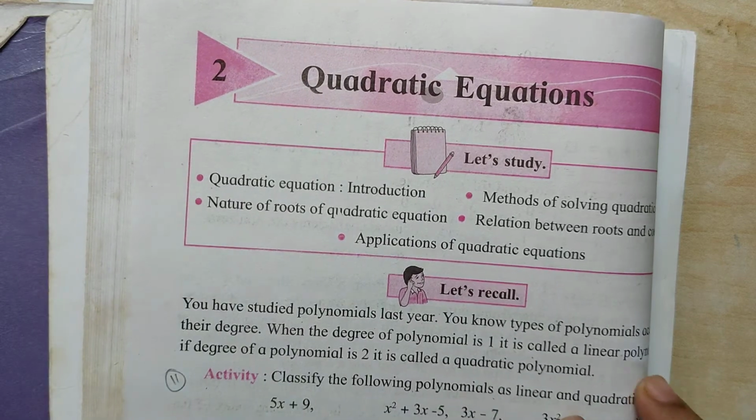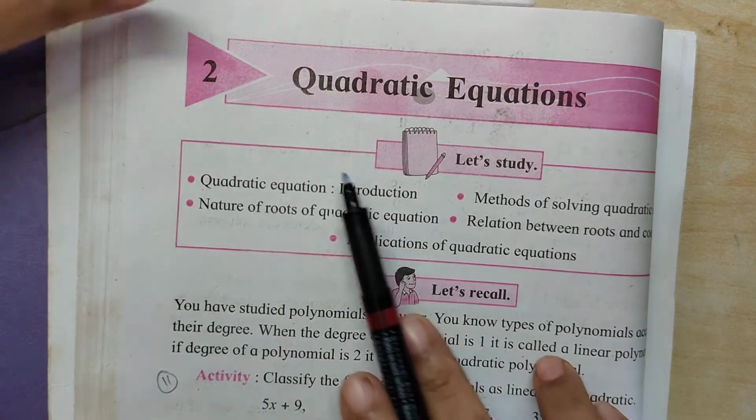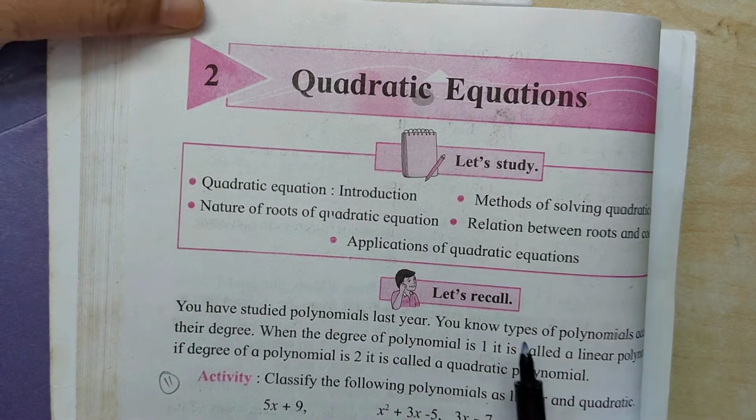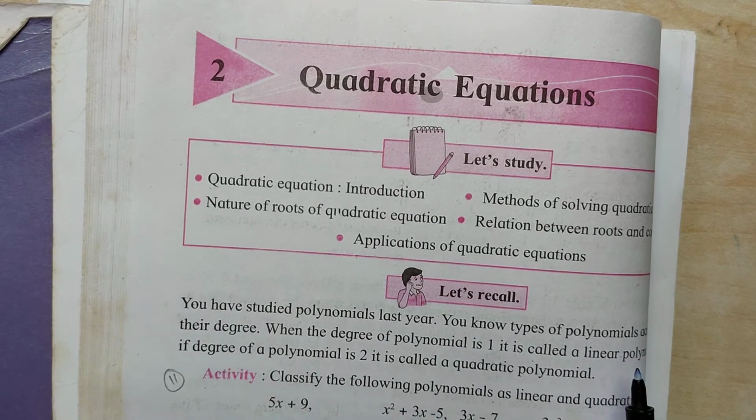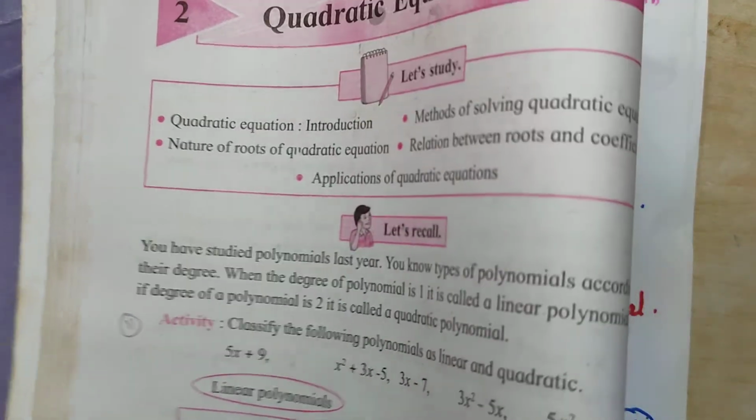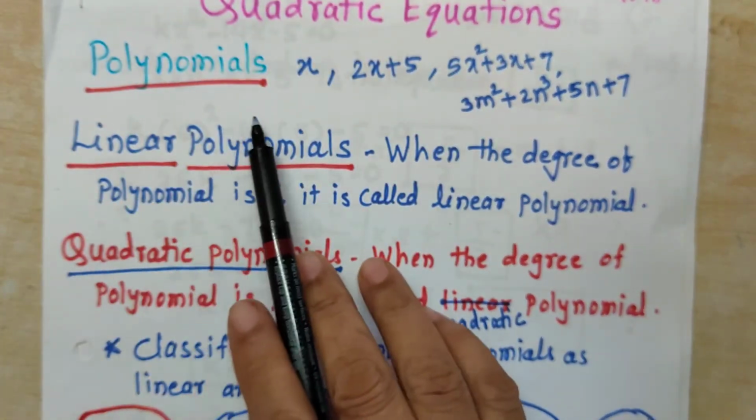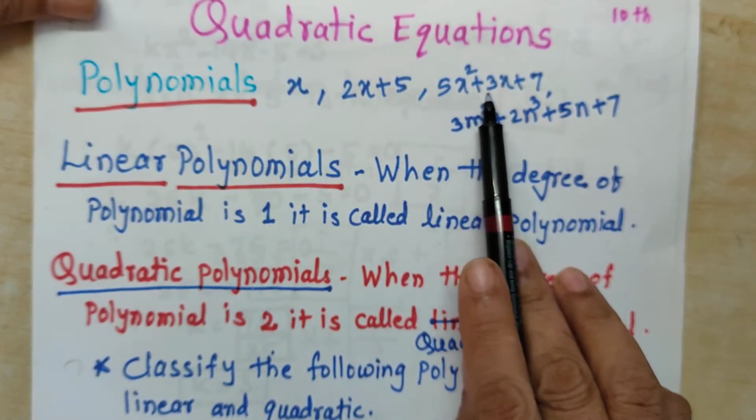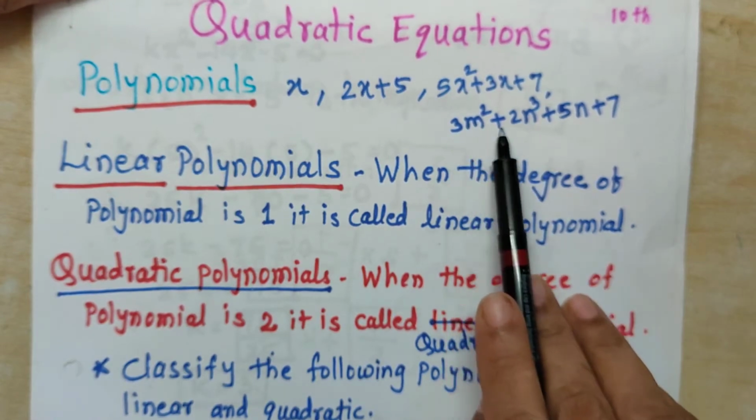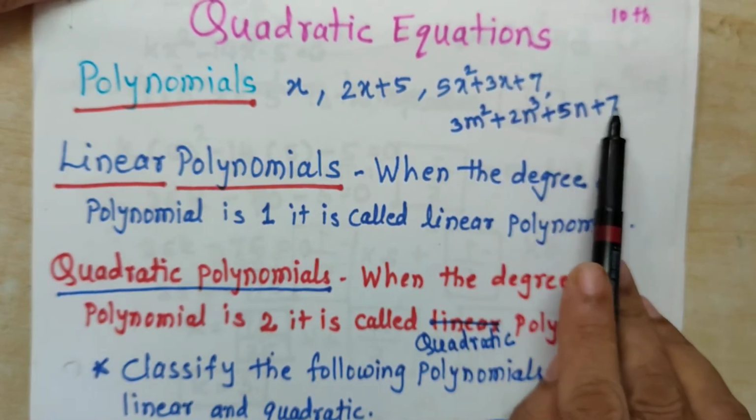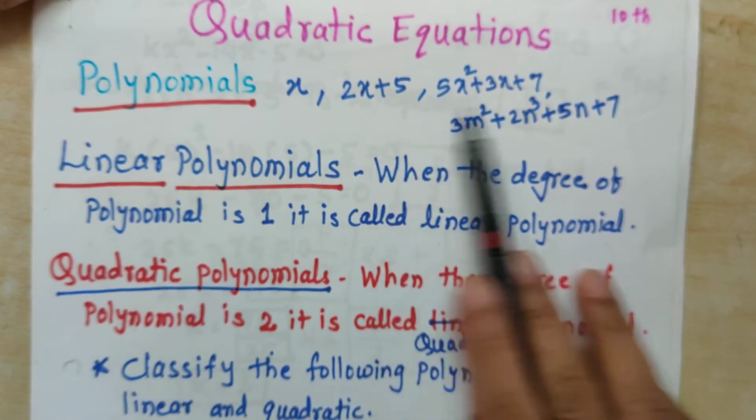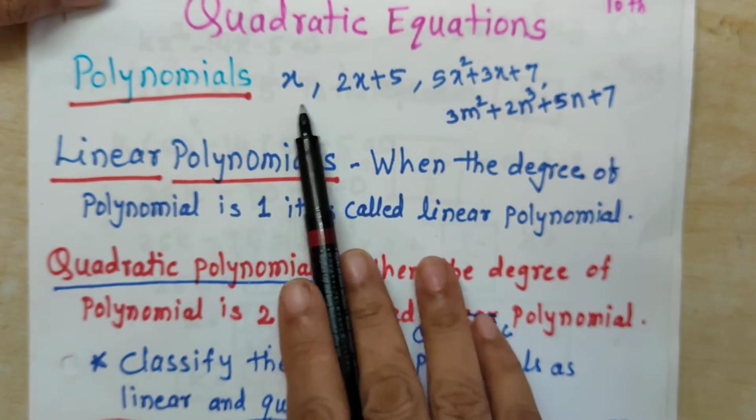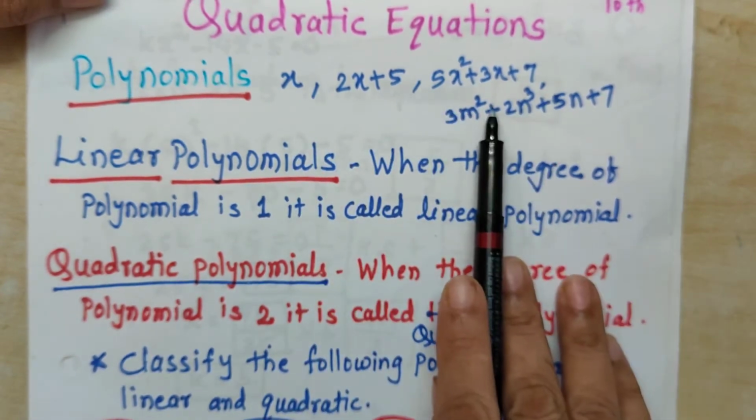Hello students, today we are going to start the second chapter of Mathematics Paper 2, quadratic equations. You know quadratic equations from the last 2 years. Here I have written the polynomials: x, 2x + 5, 5x² + 3x + 7, 3m² + 2n³ + 5n + 7. Here the variables are different, but we can see these are various types of polynomials.